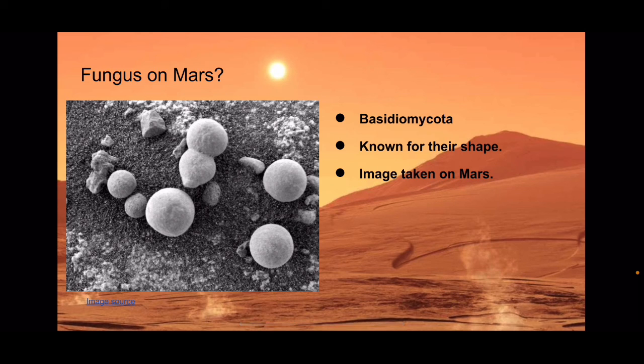So this right here is an image taken by the Mars Curiosity rover, which indicates the presence of Basidiomycota. This is a certain kind of fungi which are known for their puffball shapes and are characteristically known for growing into spherical shaped mushrooms. And as you look at this image, you can count 1, 2, 3, 4, 5, 6, 7 spheres, 2 of which are connected, which can indicate growth, replication of the fungi.